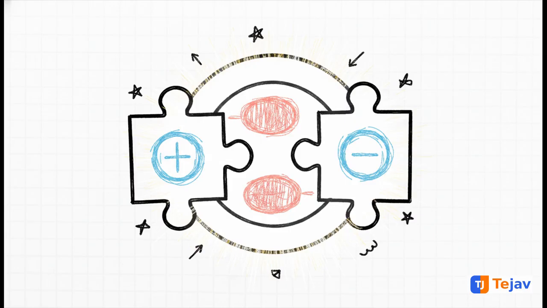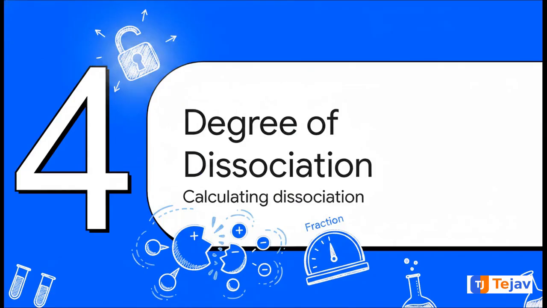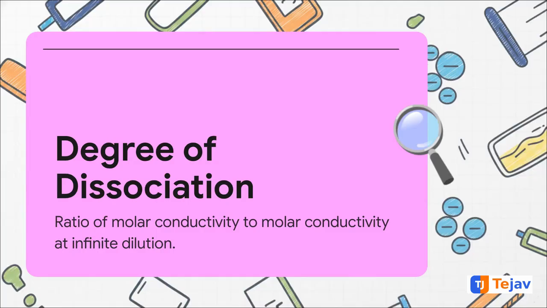How cool is that? All right, section 4, degree of dissociation calculations, finding out how much actually broke apart. Once we have that absolute maximum theoretical value, we unlock the next level, which is calculating exactly what fraction of our weak electrolyte actually bothered to break apart into ions at a normal, everyday concentration. It's just a simple fraction. It shows what conductivity you have right now compared to your absolute maximum potential.